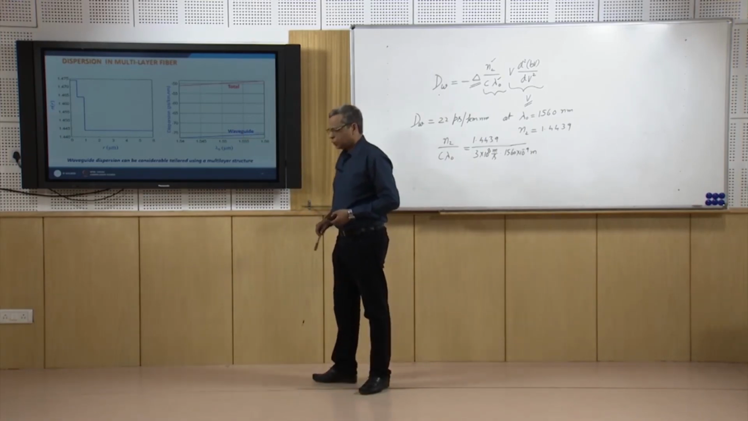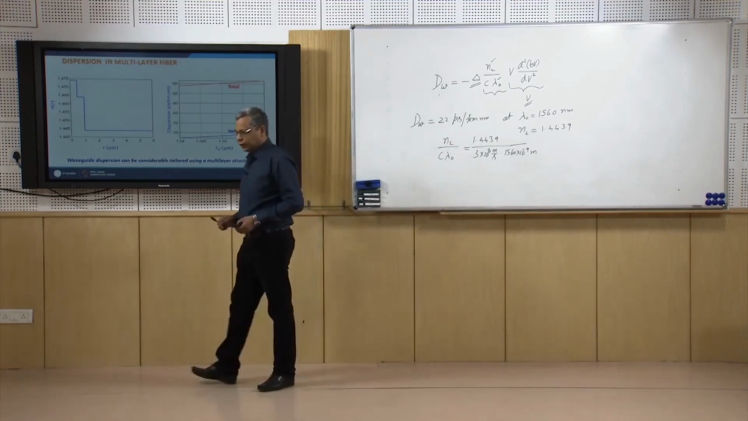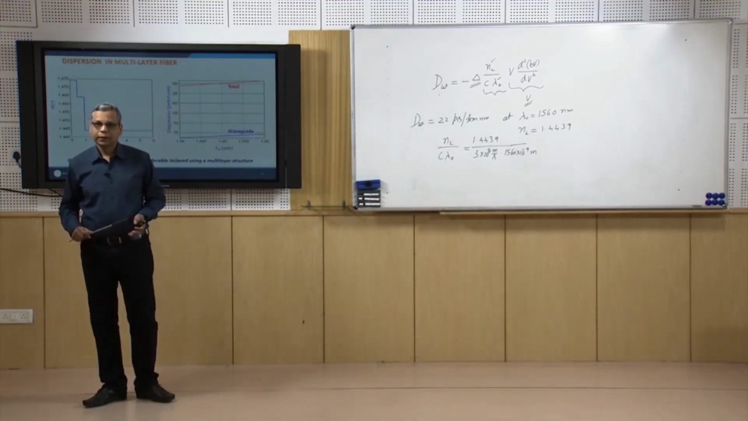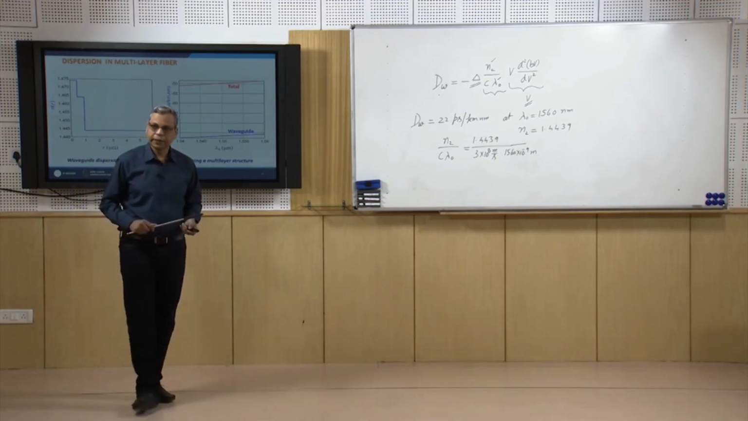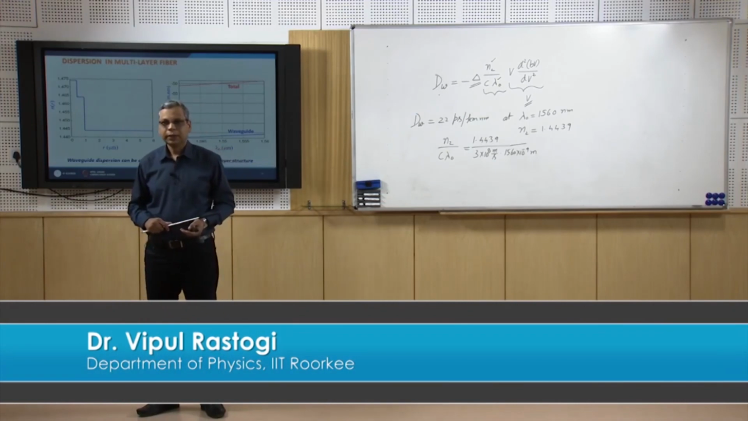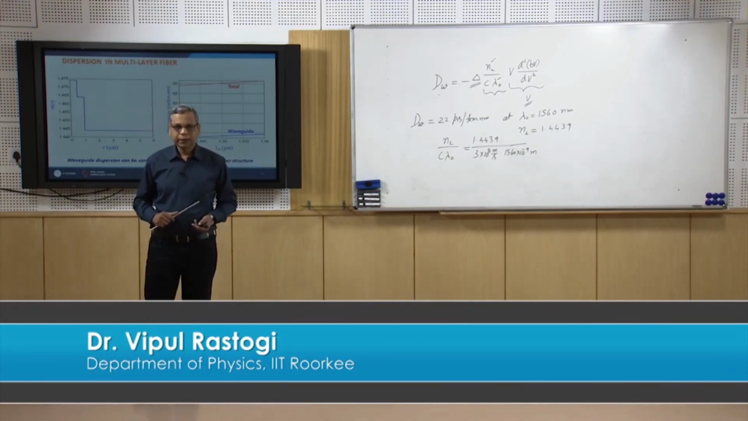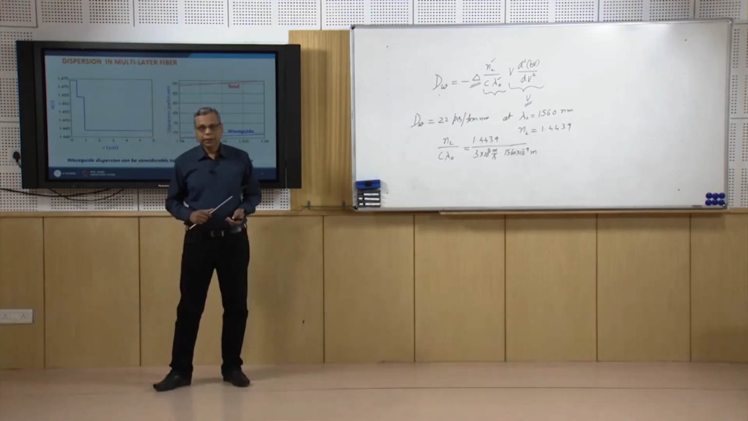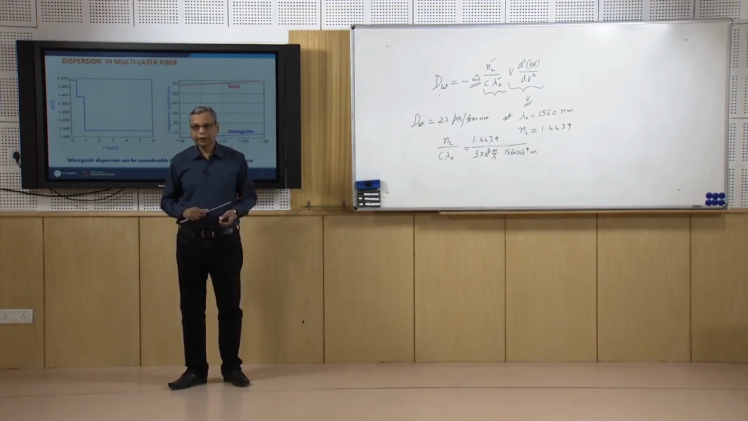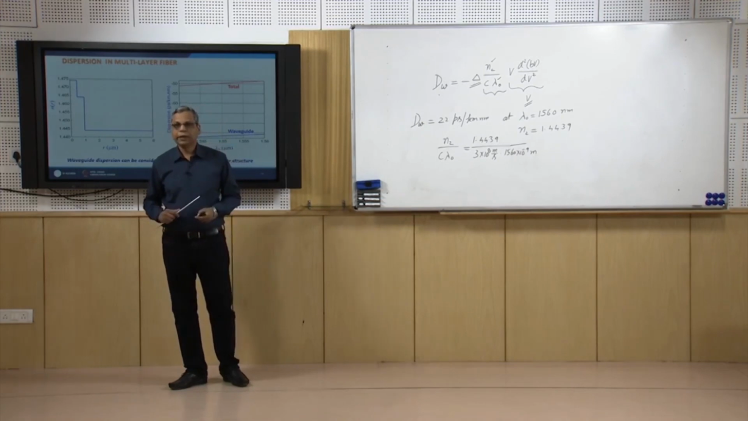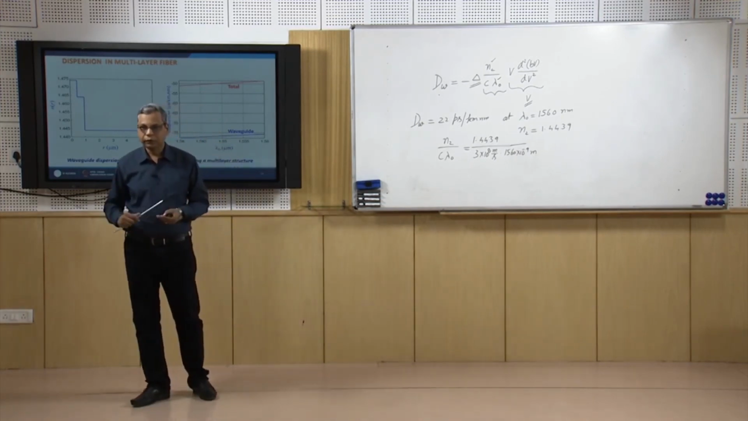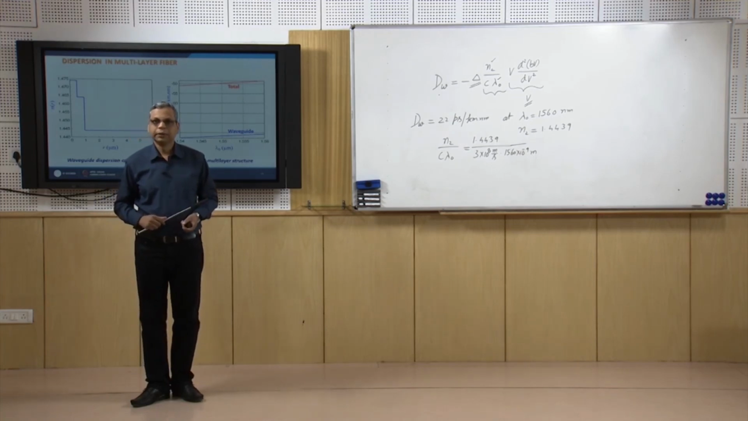So in this lecture, what we had seen is that waveguide dispersion depends upon fiber parameters and the profile of the fiber. So by changing the fiber parameters and refractive index profile of the fiber, we can tune waveguide dispersion to whatever value we want to a certain extent. Thank you.